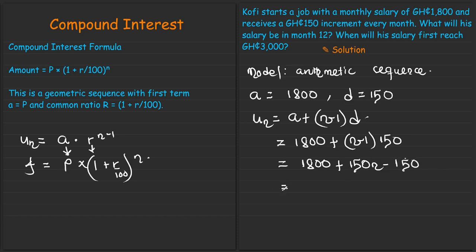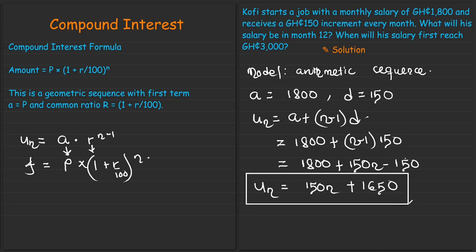150. Grouping like terms and simplifying, we have 1,800 minus 150, which would then give us what? 150n. So we are choosing to write this first. Then 1,800 minus 150 gives us a positive 1,650. So this now becomes the general nth term formula. If you want the first term, we just substitute n to be 1. For the second, n is going to be 2, in that order. So we just keep changing our n.